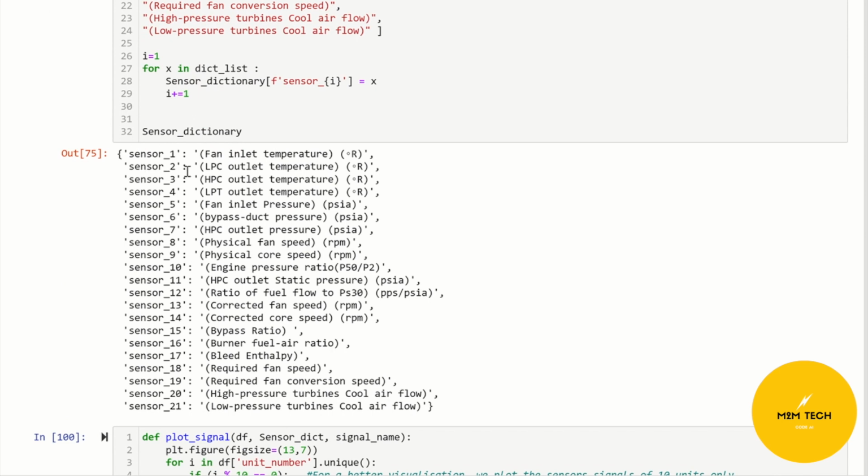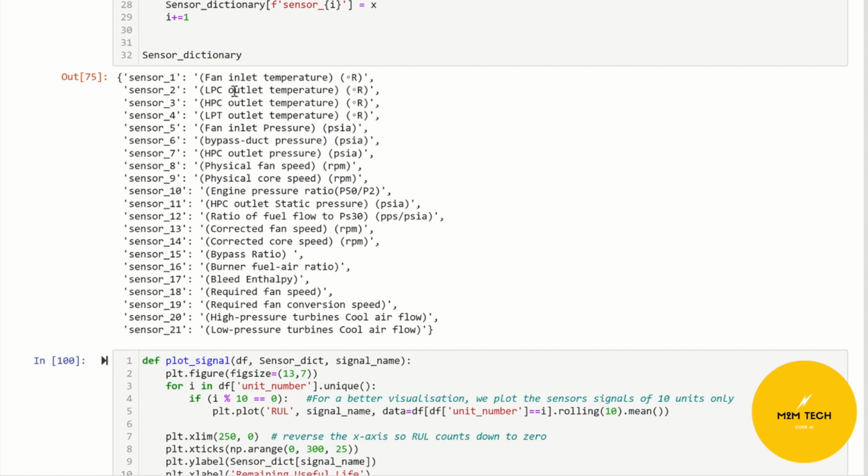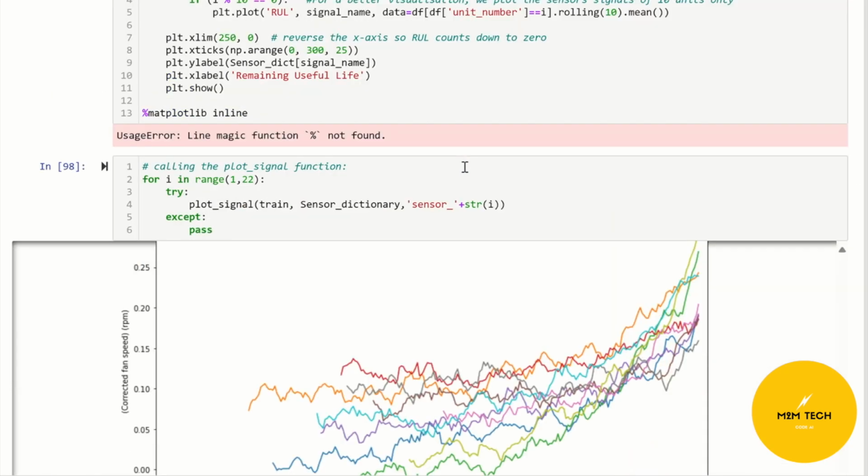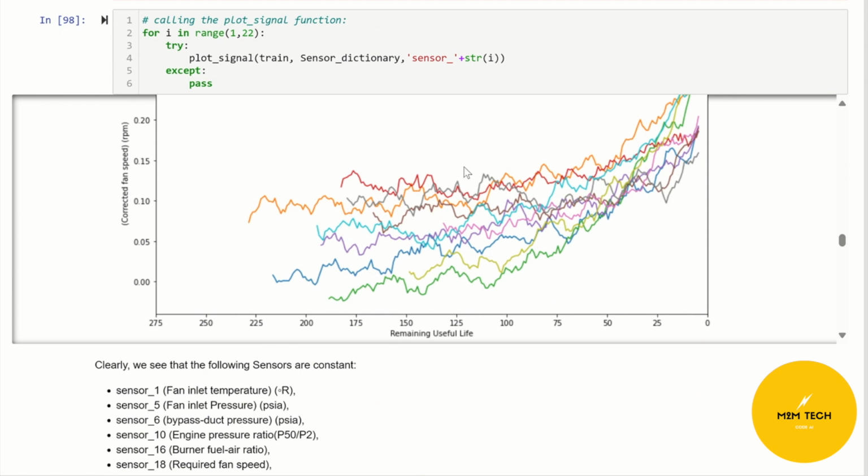Like sensor 1, it means fan inlet temperature. So I just gave these names from the literature so that we have a clearer idea of what sensor 1 means and what it is describing or telling us. And these are some more visualizations of the sensor data as each engine is moving towards its breakpoint. So each color here represents a different engine, and as it is moving towards its breakpoint, what is the sensor data that it is showing?